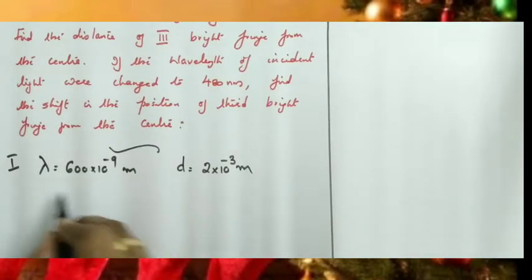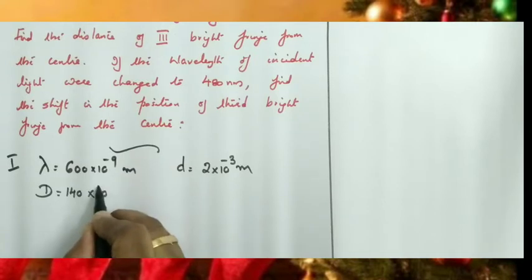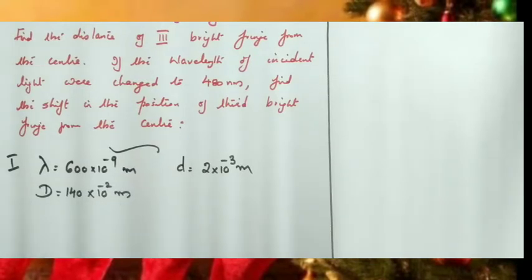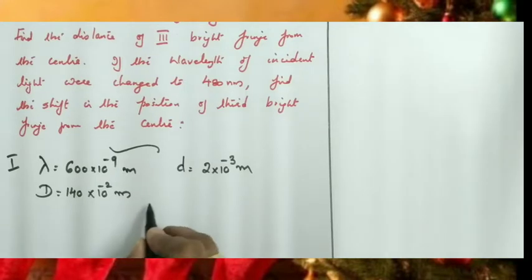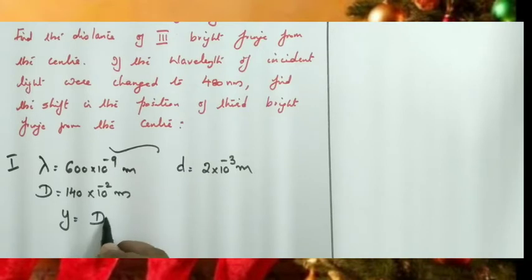Then the screen is at 140 centimeter. So capital D is equal to 140 into 10 raised to minus 2 meter. We have to find out the distance of the third bright fringe. So the distance of the third bright fringe is given by y equals D n lambda divided by d.